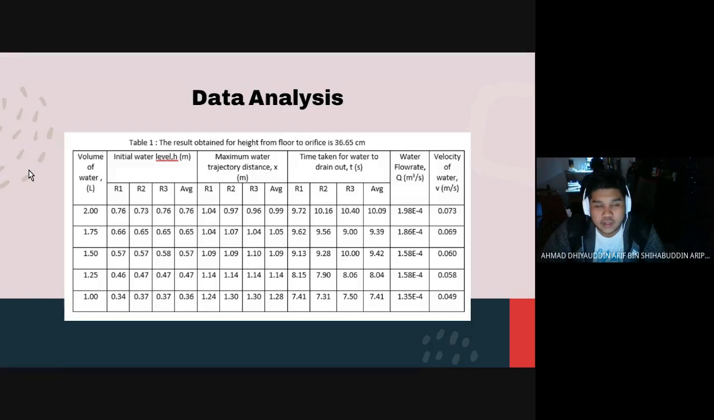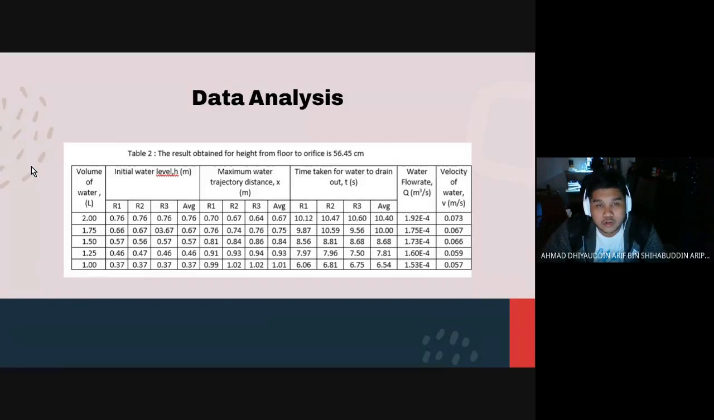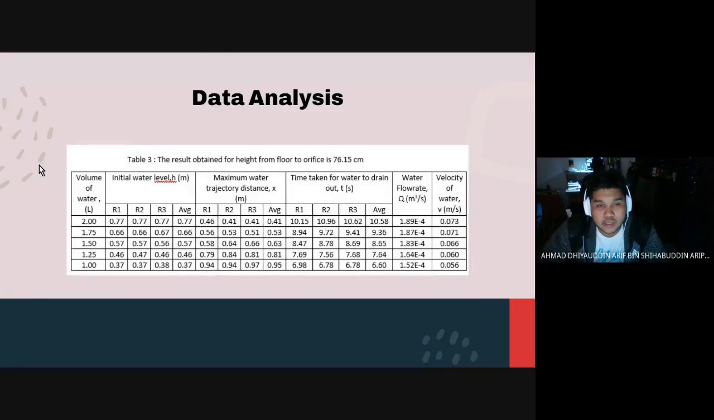Here are our findings. This is the result obtained for height from floor to orifice of 36.65 centimeters. This is table 2. The result obtained for height from floor to orifice is 56.45 centimeters. And this is table 3. The result obtained for height from floor to orifice is 76.15 centimeters. Now I pass on for the discussion part.